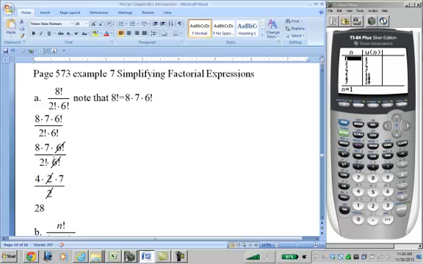So I get 8 times 7 over 2. Well, 2 factorial is simply 2 times 1. So 2 goes into 8 4 times. It's 4 times 7 is 28.